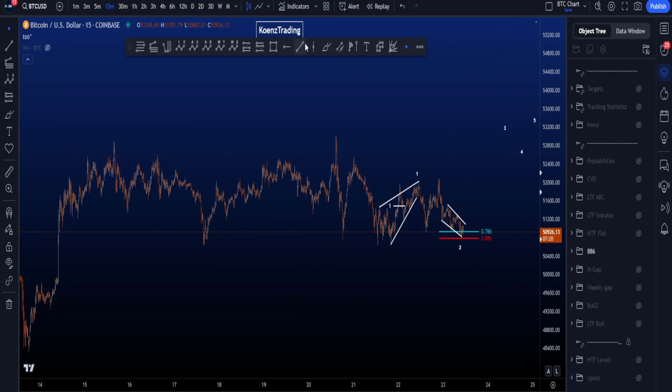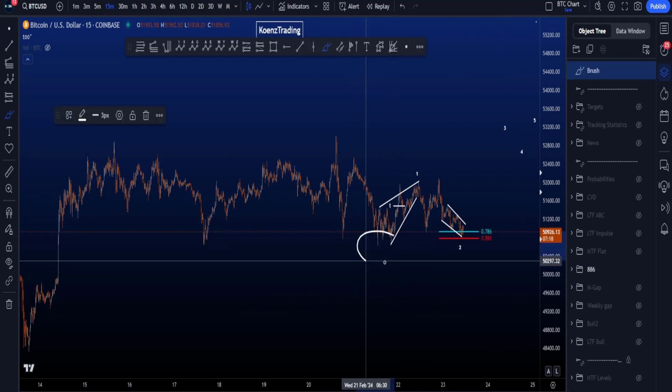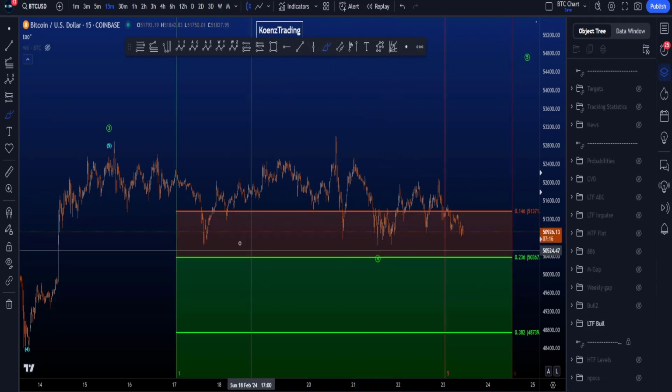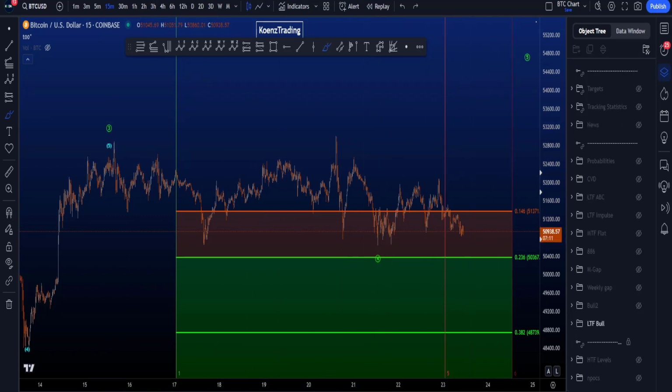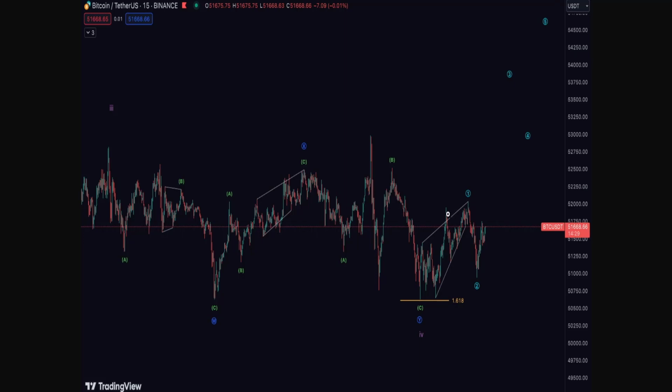Now, how do we then end a corrective structure here if we are looking for the bullish scenario 3, 4 ending in a wave 5 to the upside? Well, Stuba in the group came up with this scenario over here, and I think it's a very nice scenario. It's very well thought of.